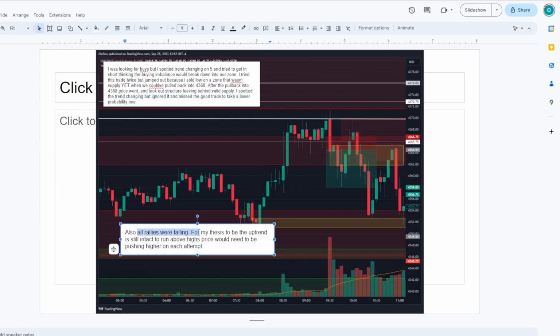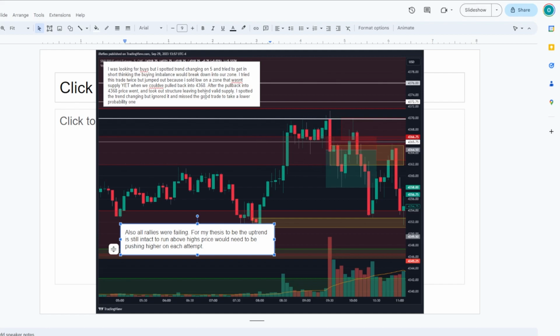Also, all rallies were failing. For my thesis that the uptrend is still intact to run above highs, price would need to be pushing higher on each attempt. At this point we were trying to push higher, and it kept failing, right? I really wanted to see an uptrend. If I was taking buys, I would have liked to see demand get created up at these highs so I could buy here and have continuation higher. I wasn't seeing it.